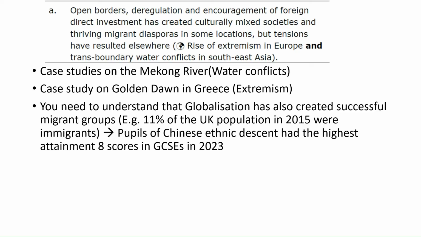You just need to understand that globalization has also created successful migrant groups. You can argue that 11% of the UK population in 2015 were immigrants. An example of good success would be the Chinese ethnic group, who in 2023 had the highest attainment 8 scores at GCSE. So whilst on one hand some people dislike it, there are thriving communities of immigrants that are starting to establish themselves. An example of this would be the Chinese people within the UK who scored highest at GCSEs in 2023.